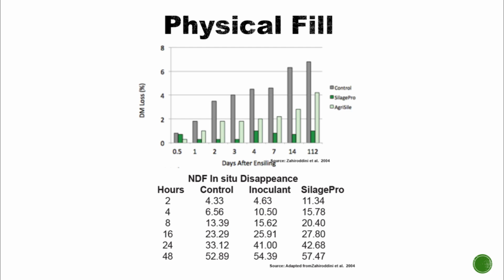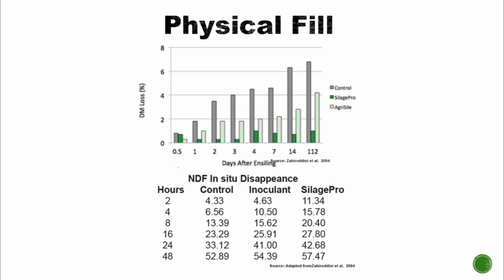Zahardini showed an improvement in NDF disappearance of 27.80 versus 23.29 at 16 hours when silage was placed in nylon bags in the rumen in situ. Similar to the Kilser work, this 4-point improvement in NDF digestion should produce the energy equivalent of 2.5 pounds of fat-corrected milk. Dry matter recovery.